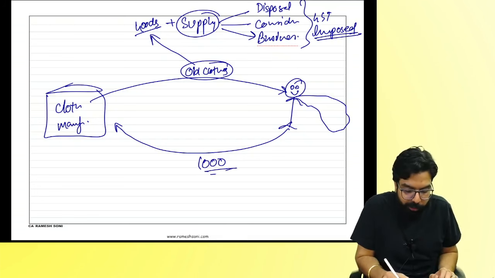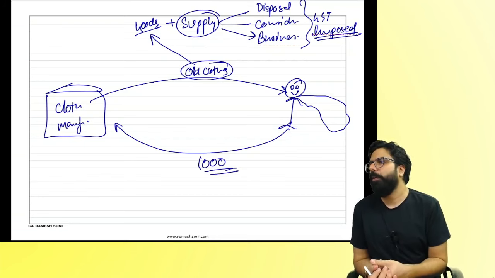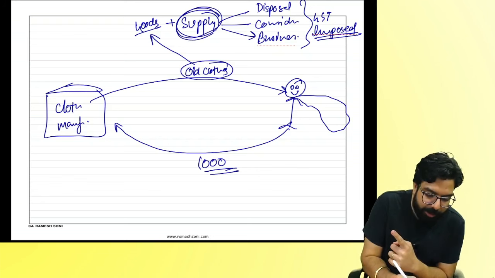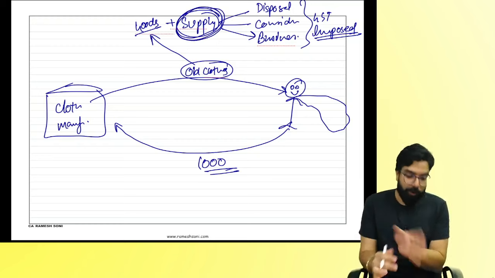Sir, I did not collect GST separately. From this money you have to take out GST and give it to the government, because the activity was a supply. Did you guys get it, everyone? 100%. I'll ask you one more question.